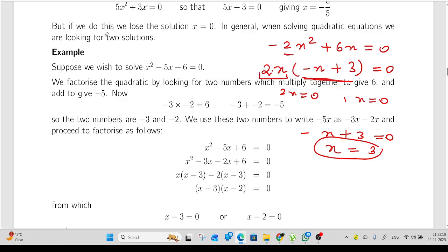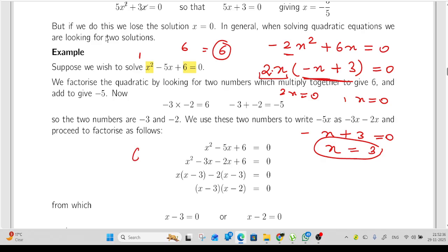And because we need to check the first term coefficient and the last constant, the coefficient of the first term x square is 1, and the constant is 6. If you multiply 1 with 6, you get 6. So you need to look for two numbers that multiply to give 6, and the middle term coefficient is negative 5, so if you add them, you should get negative 5.